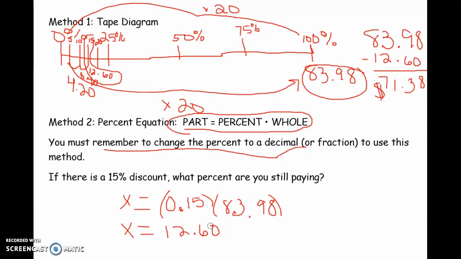The hardest part of doing any of this is not using the equation. It's trying to figure out what that $12.60 means. Is that what I'm paying now? No, that's how much I'm saving. So again, I do need to take $83.98 and I need to subtract $12.60 just like I did over there. And when I do, I still get the same answer. I get $71.38.